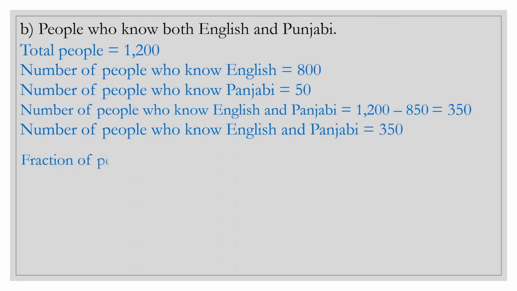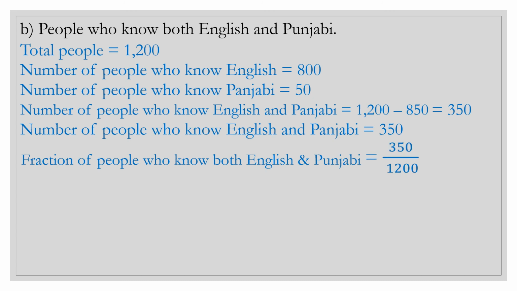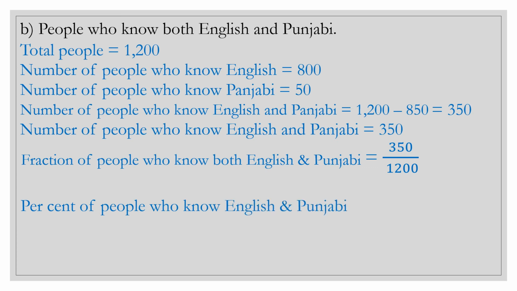So number of people who know English and Punjabi is equal to 350. And the fraction of people who know both English and Punjabi is equal to 350 upon 1200. And percent of people who know English and Punjabi is equal to, write down 350 upon 1200 multiplied by 100 in bracket and put the percentage symbol.